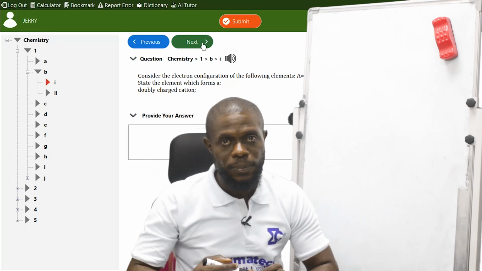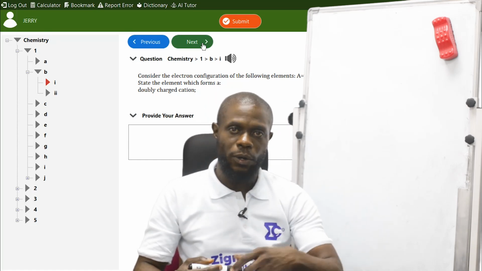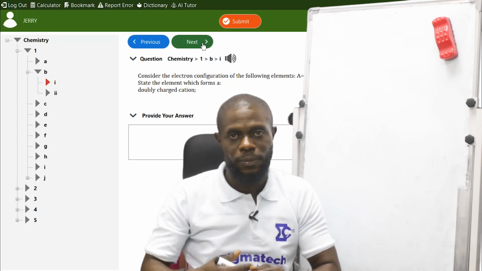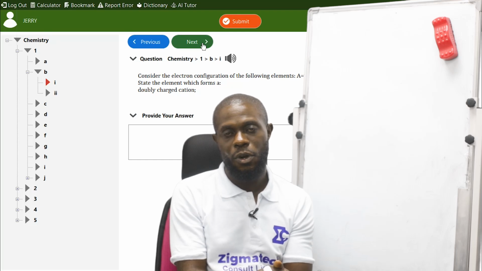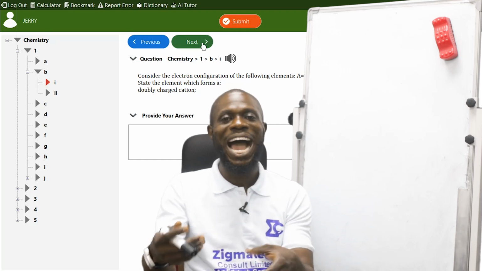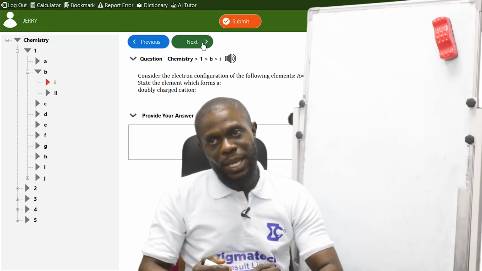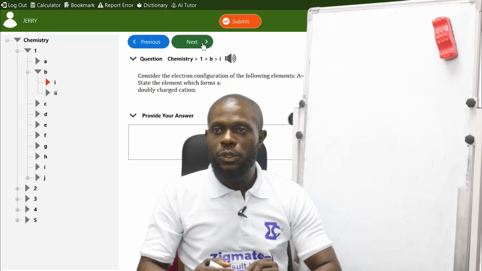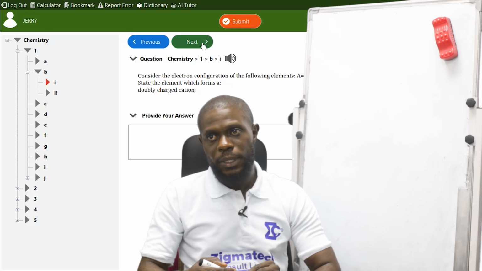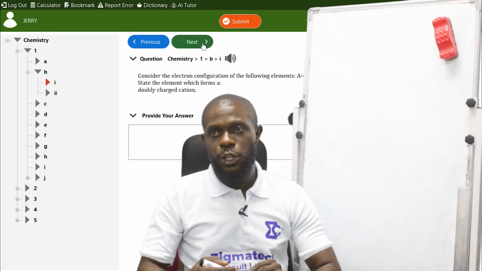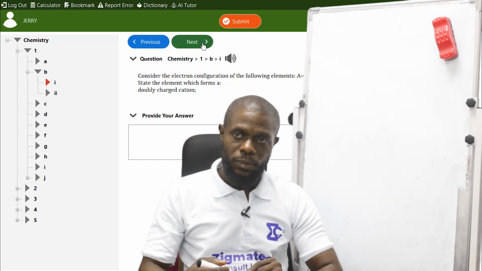Sulfur is number 16. Sulfur is a non-metal, so it cannot form a cation. A cation is a positive ion, and we know that non-metals do not form positive ions. They form negative ions by accepting electrons. The second one, 2, 8, 2, is 12, that is magnesium. The third one, 2, 8, 1, is sodium. And the fourth one, 2, 8, 8, is argon.